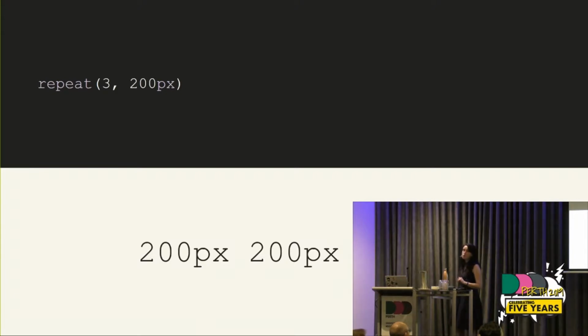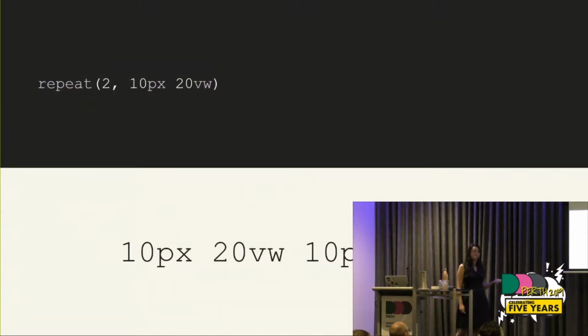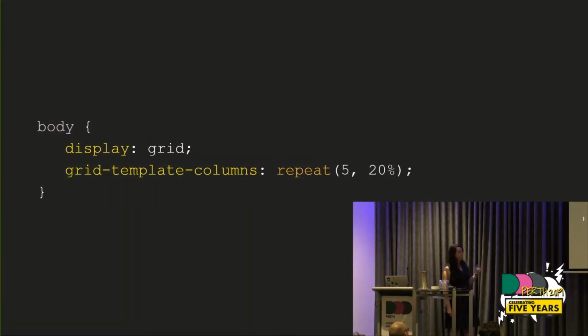You can also use it to define a pattern. For example, repeat(2, 10px 20vw) would give you 10px, 20vw, 10px, 20vw. Try saying that 10 times quickly. So instead of writing with a fixed width, I could go repeat(5, 20%). That way I don't have a fixed pixel size of the container. Each column will just take up 20%.